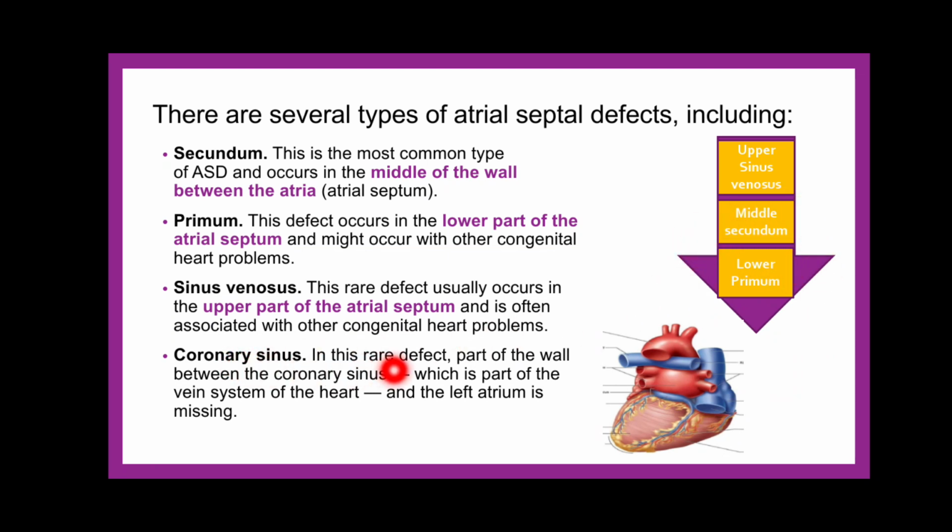And what is coronary sinus then? This is a rare defect wherein part of the wall between the coronary sinus, which is part of the vein system of the heart, and the left atrium is missing. The coronary sinus is the blood vessel in the coronary sulcus. You can see it here.